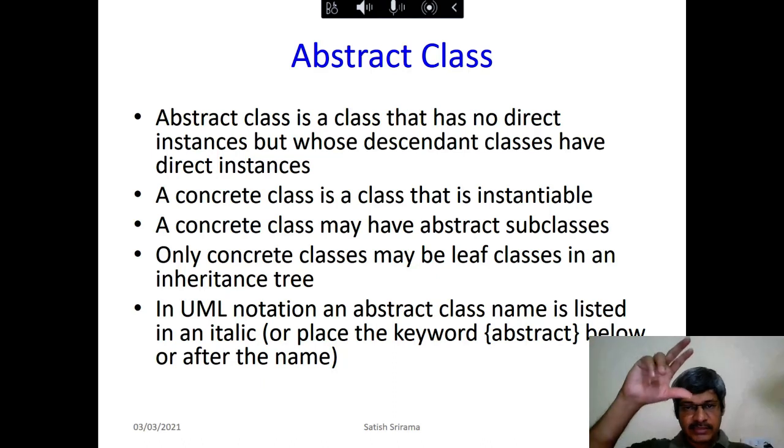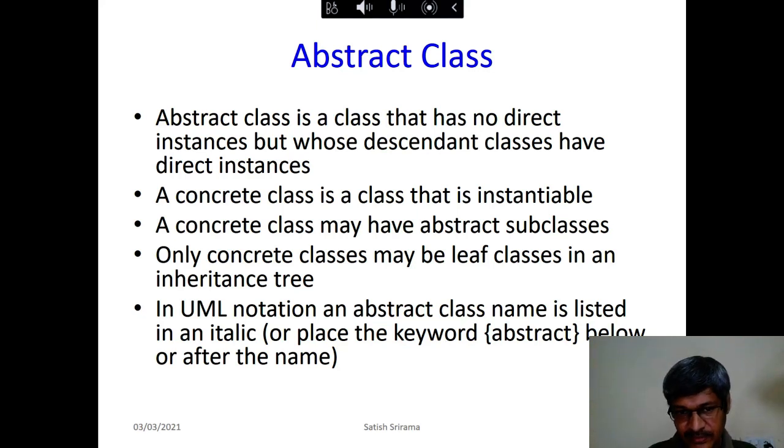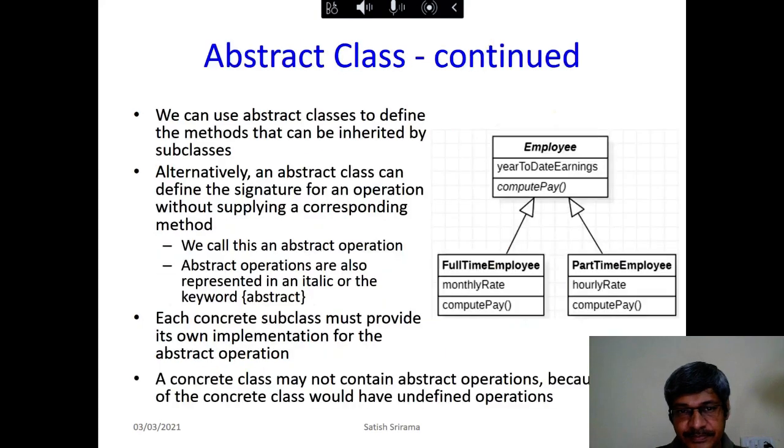In a multi-level hierarchy of abstract and concrete classes, you can have only concrete classes at the leaf level, or else in one of the branches you cannot create any instances. So in an inheritance tree, the leaf classes should be concrete classes. As far as UML notation is concerned, the abstract class name is listed either in italic form, or you mention the abstract keyword below or after the name. Let us see an example.